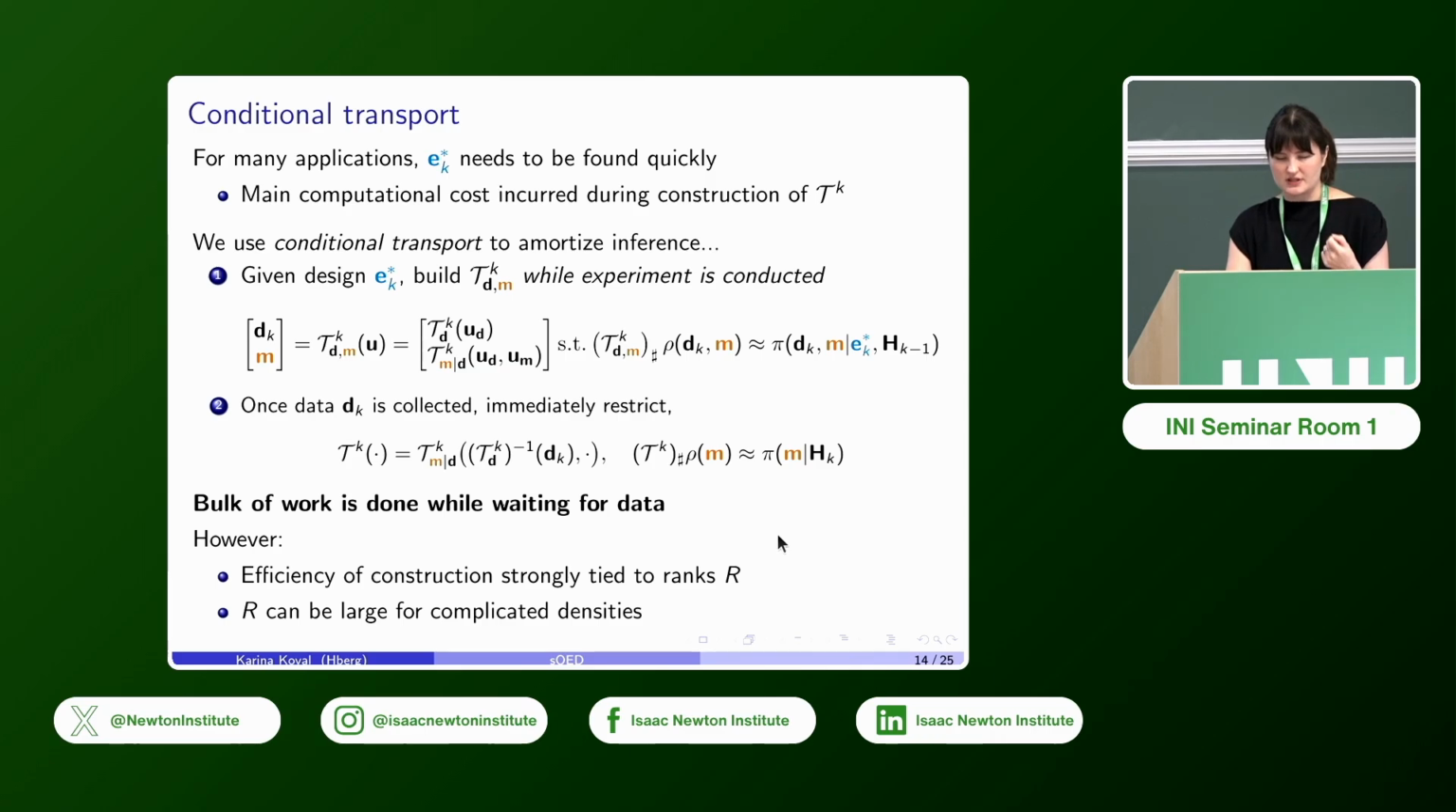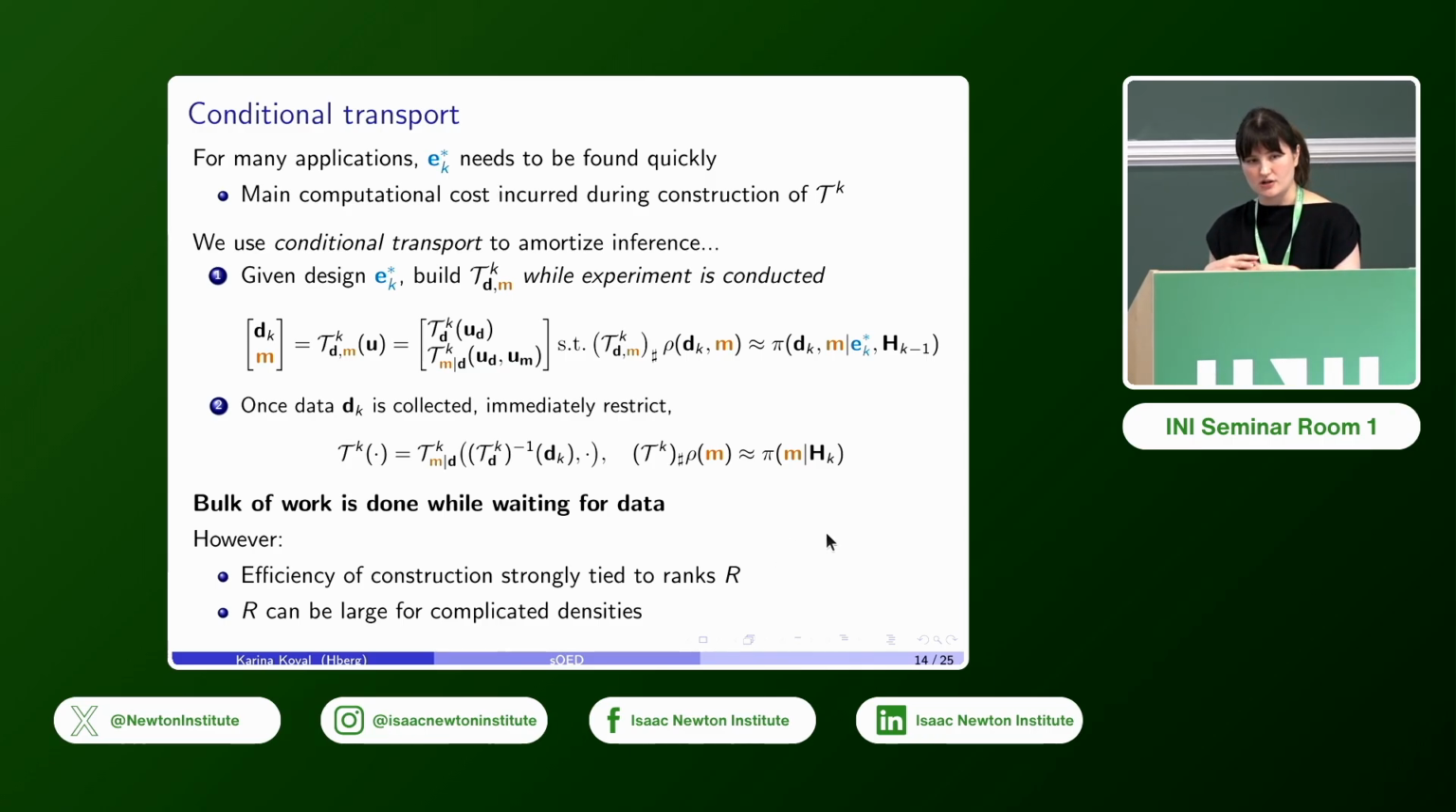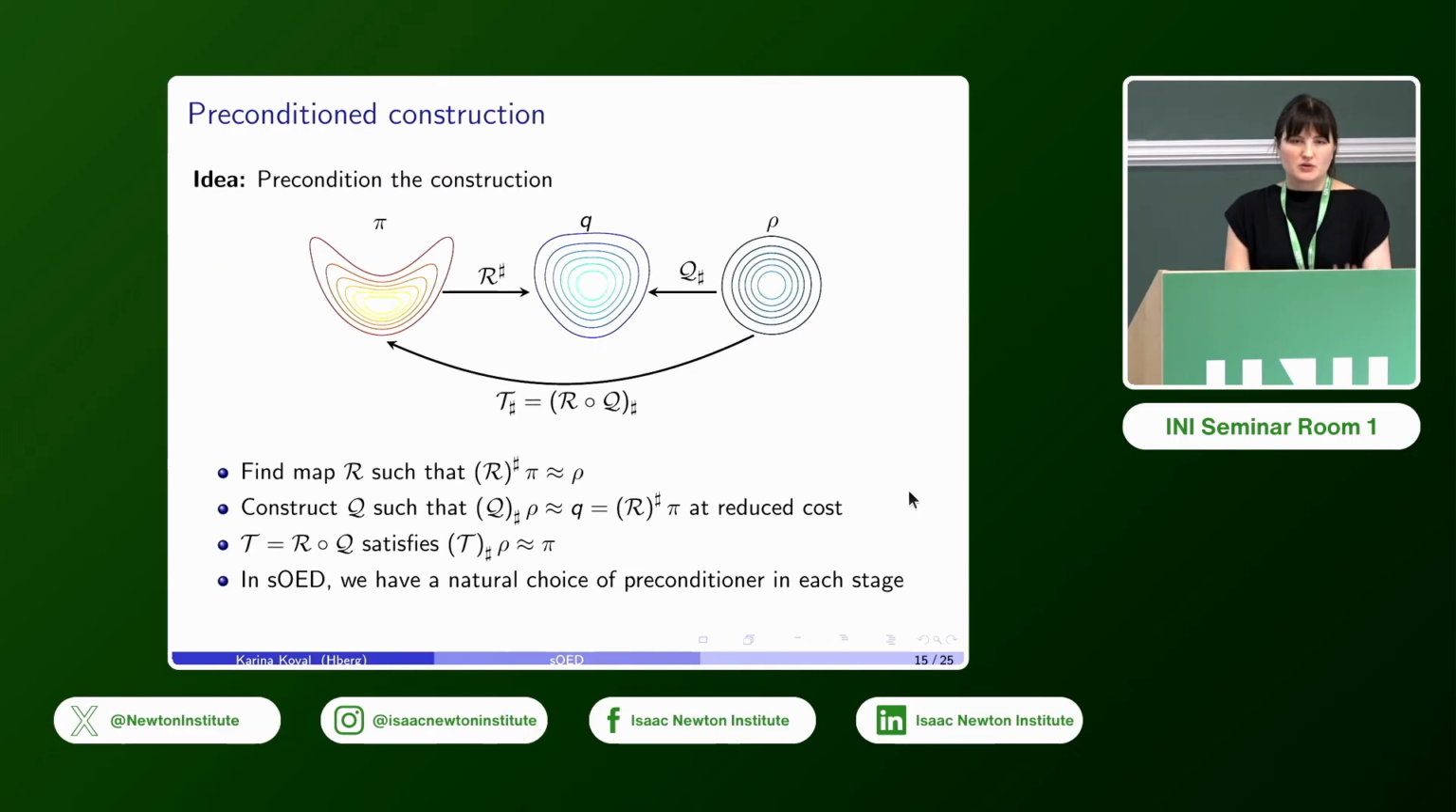So first of all, the efficiency of the construction is strongly tied to the ranks R, right? We have this quadratic scaling in the ranks. And unfortunately, these ranks can get arbitrarily large for highly complicated densities, for example, those exhibiting highly nonlinear correlation structures or those that are concentrated to some subregion. And the way we're going to work around this is by using preconditioners.